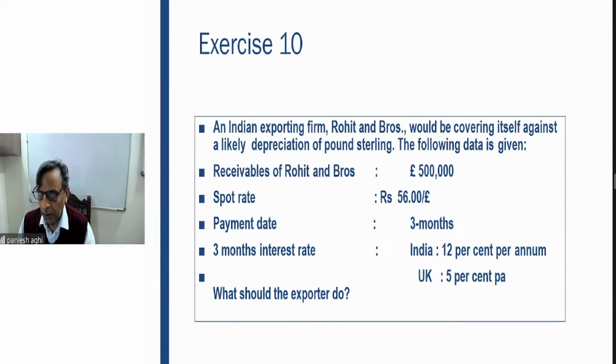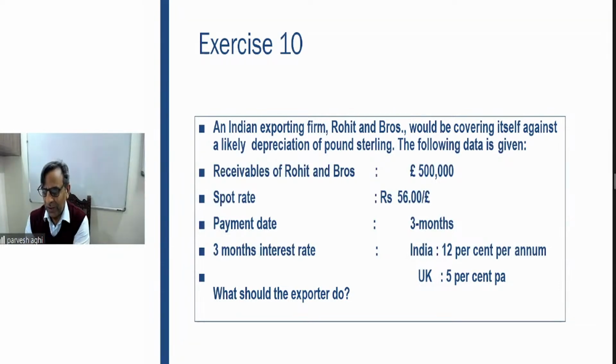And the spot rate of rupee versus pound is 56. Now it's above 100, so this is again a part of your question paper and study material. So the spot rate of the pound is given as 56 rupees. Now you're going to get your money after 3 months. The 3-month interest rate is given. In India, it is 12%. In UK, it is 5%. What should the exporter do? Now you're not given any forward rates or spot rates after 3 months. Nothing is given. Only the interest rates are given in India and UK.